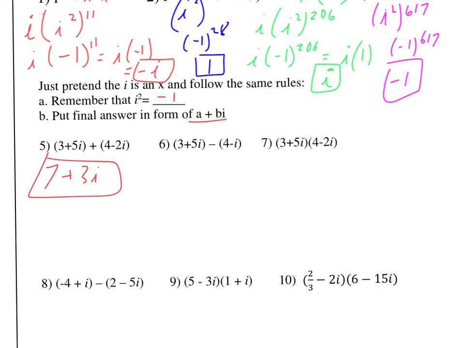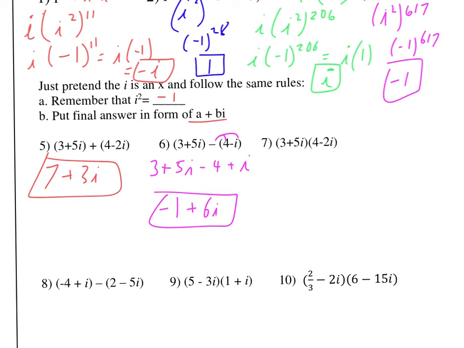All right, next one here is subtracting. So for this one, we're going to just distribute the negative first, and then it turns into just combining like terms. So just make sure you switch the signs in there. Combine like terms here, so I have -1 for the real part, and then 6i for the imaginary part.